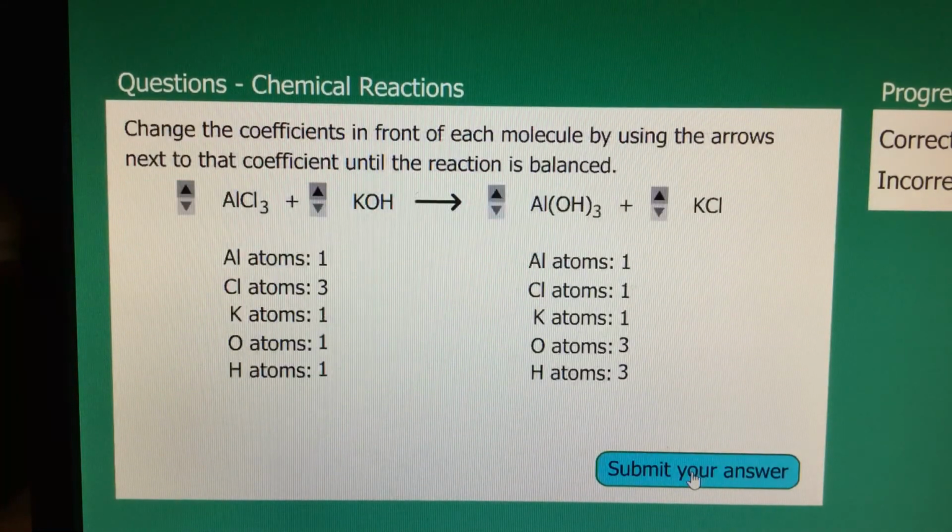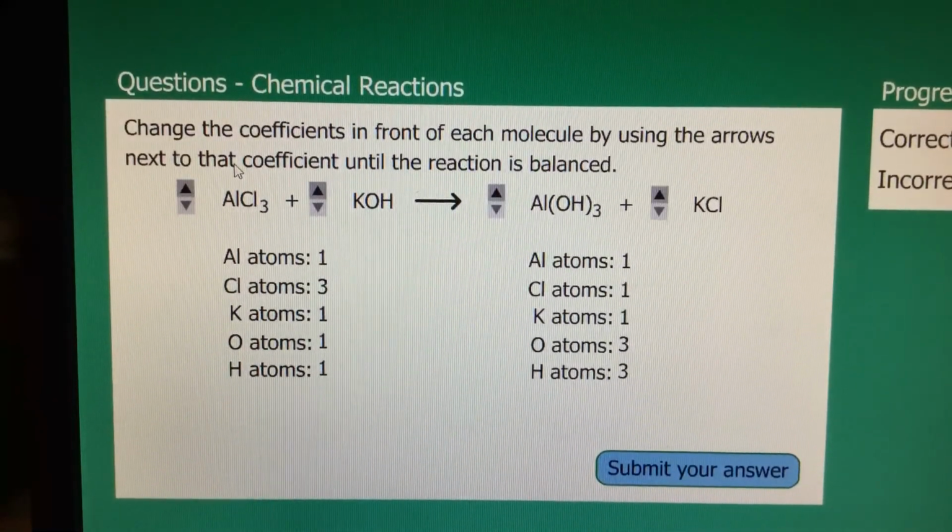Everything is balanced. All right, now it says change the coefficients in front of each molecule by using arrows next to that coefficient until the reaction is balanced. All right, so I don't see any tips other than they listed the atoms, okay, and we have all compounds. So we're just going to work from left to right. Starting with the aluminum is the same on both the reactant and product side.